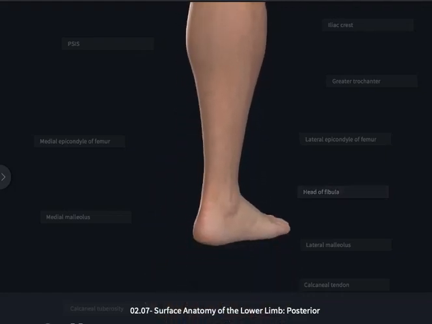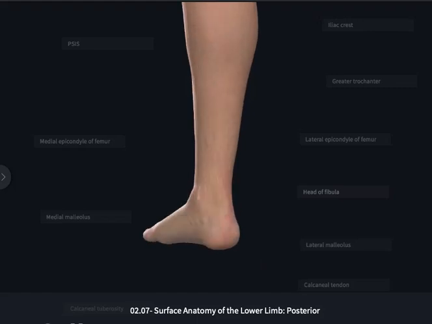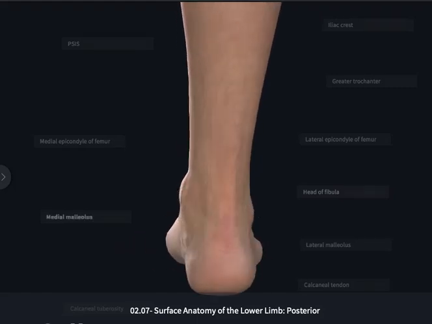Near the ankle, a physician will be able to palpate both the medial and lateral malleoli, which are going to be the inferior or distal extents of the tibia along the medial aspect and the fibula along the lateral aspect.